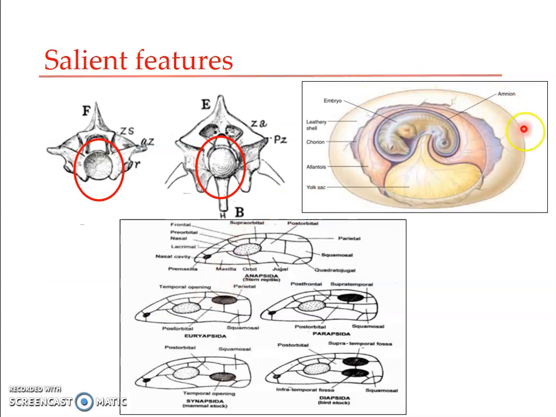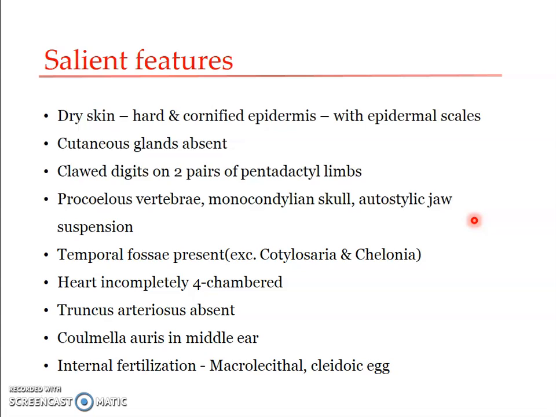You can see over here the embryo and the yolk sac. It is plentiful in nature, and the whole thing is covered by a leathery shell. So it is cleidoic. Such kinds of eggs are known as cleidoic eggs. And this cleidoic egg is an adaptation towards terrestrial life, because such shelled eggs prevent water loss by evaporation, and protect the embryo inside.